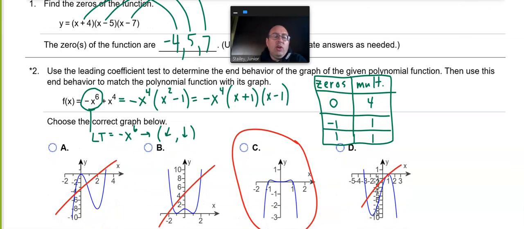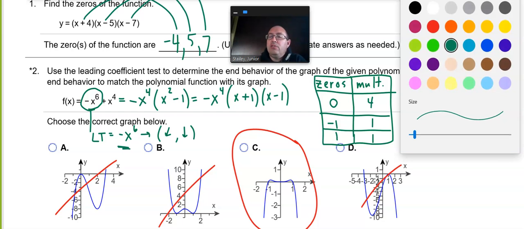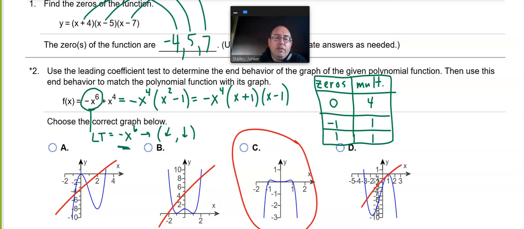Question 2. We're getting into using the leading term to determine the end behavior and then the graph using multiple choice. You're going to notice that the lead term, negative x to the 6th, tells you that the right end behavior has to be down because of the leading coefficient being negative, and since it's an even degree, that means the left has to be the same. So both are going down.